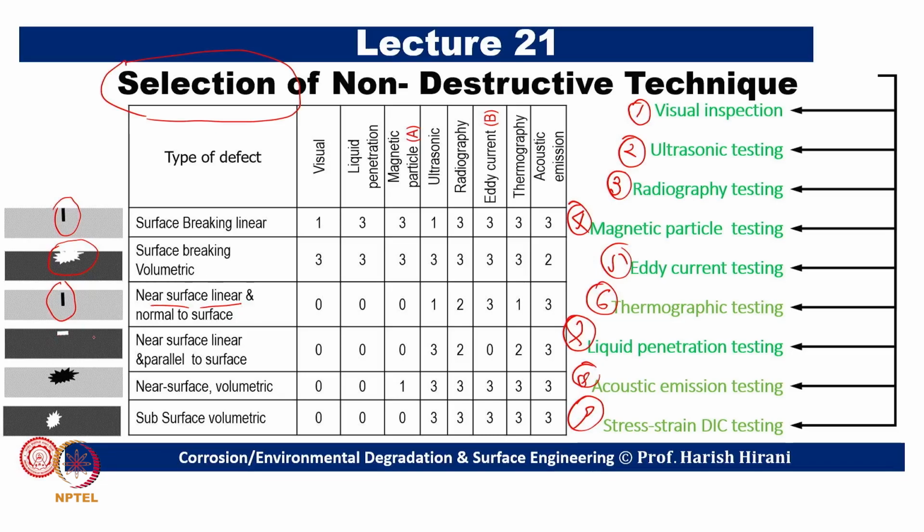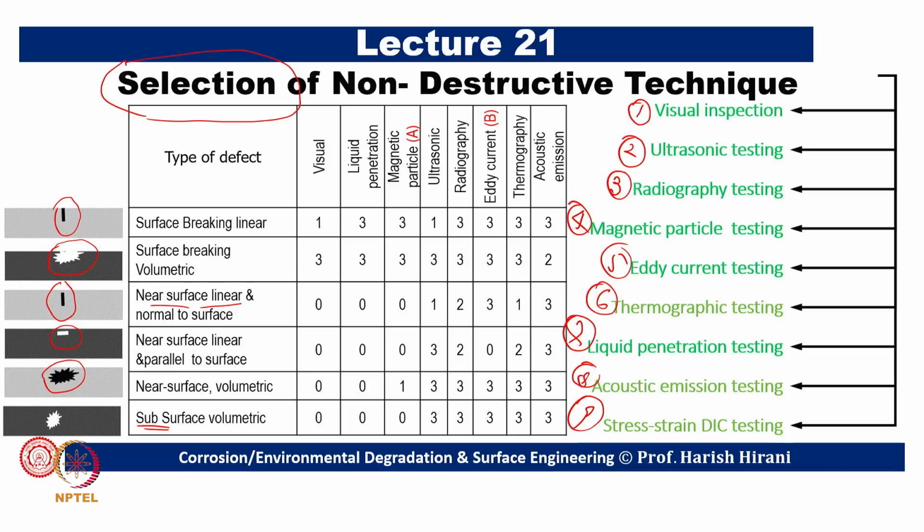Now, if I make an orientation by 90 degrees, then the fourth class comes, which is also near surface, below the surface, not on the surface. In a similar way, we can have volumetric cracks also. One is near surface, another one is slightly on the depth side. That is why we use the words subsurface volumetric crack.